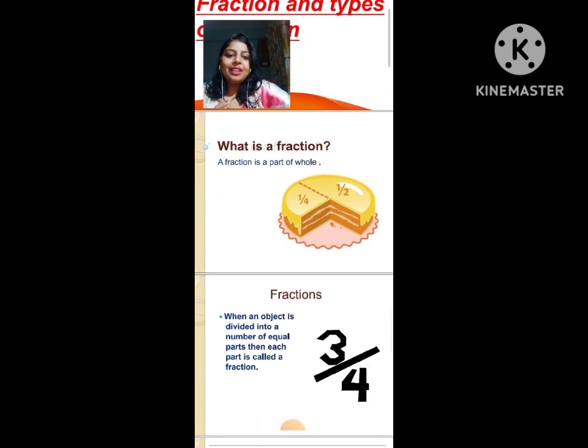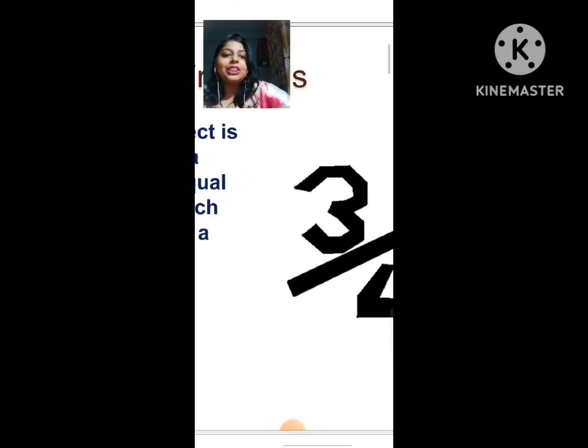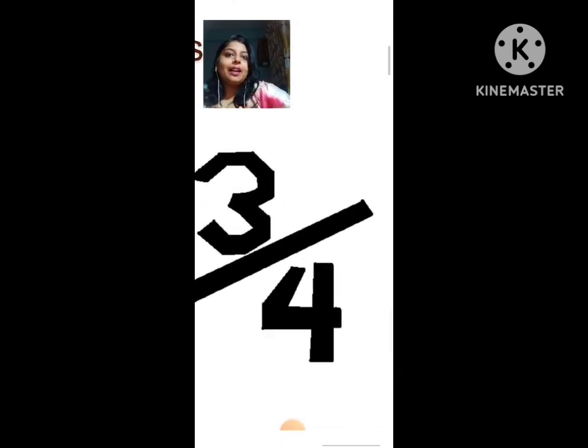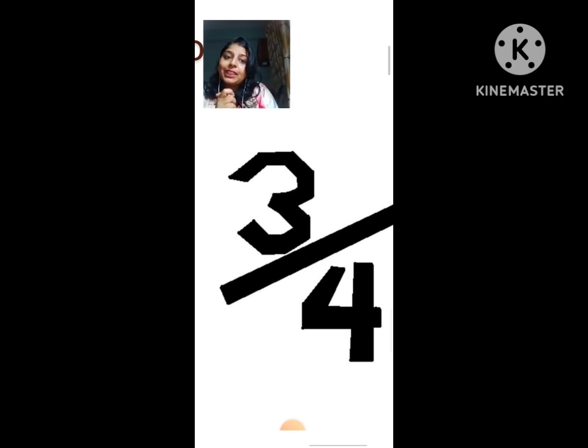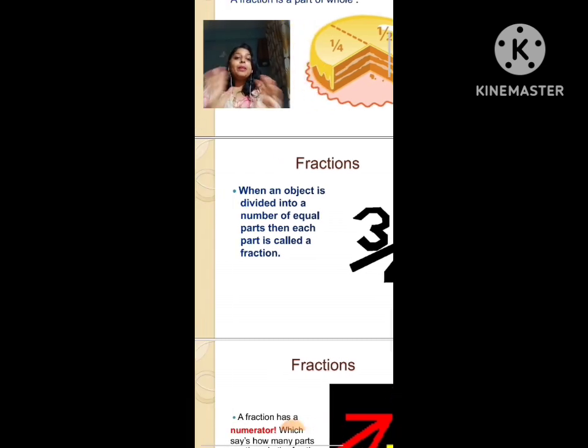Okay, so now let me explain. When an object is divided into a number of equal parts, then each part is called a fraction. And how it is written, like you can see in this picture. So this is an example of the fraction 3 by 4. It's written like this.